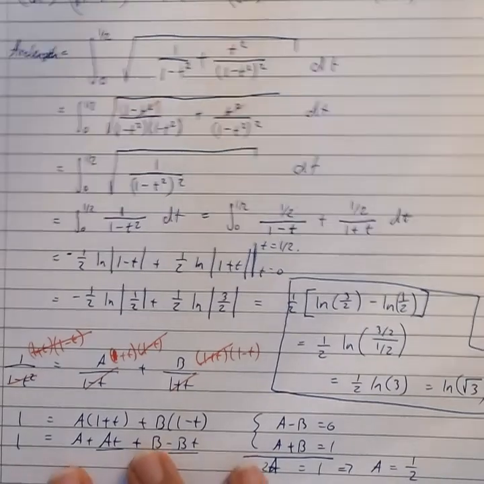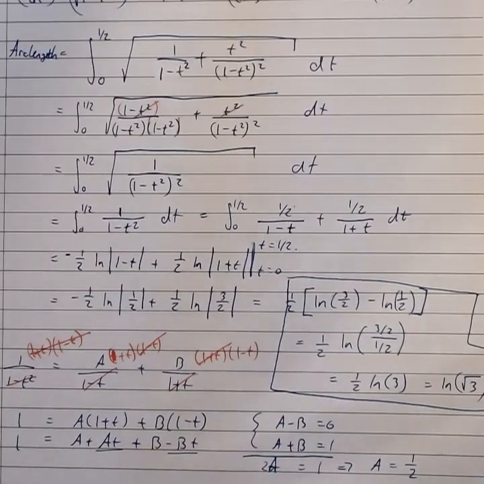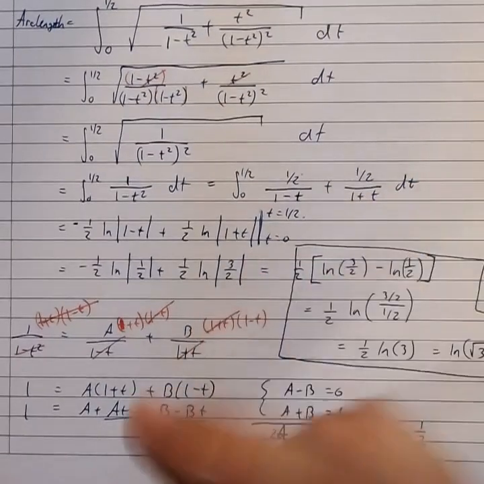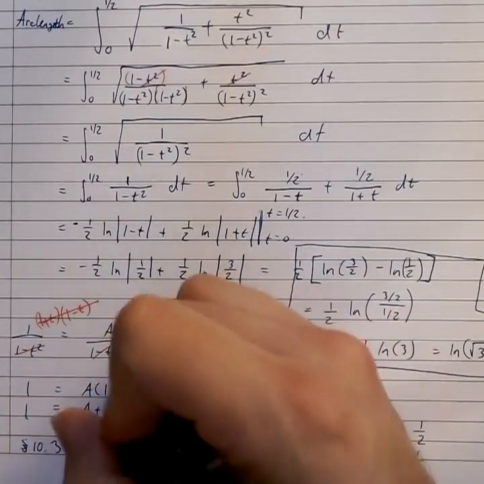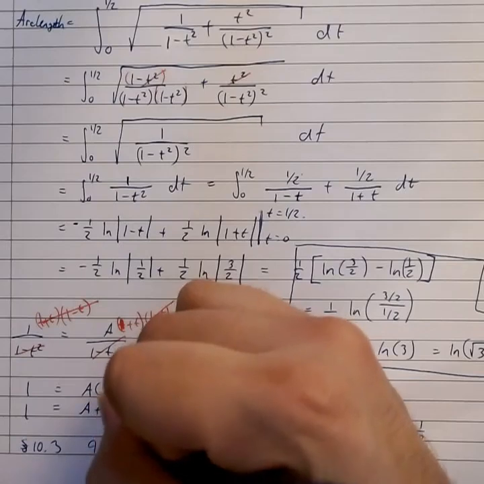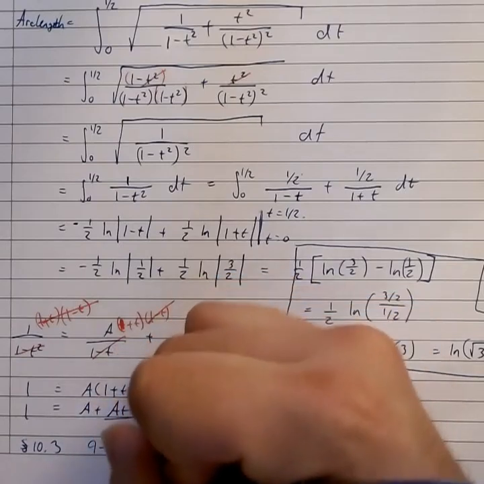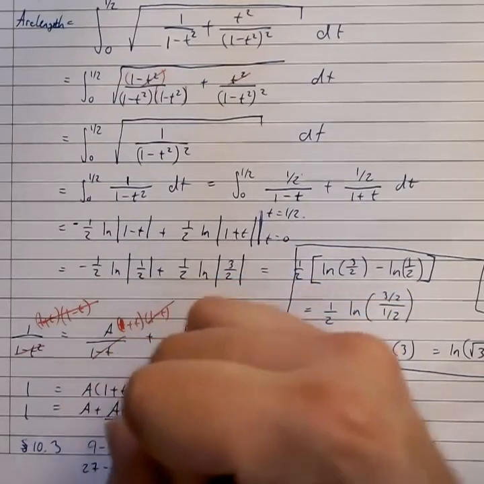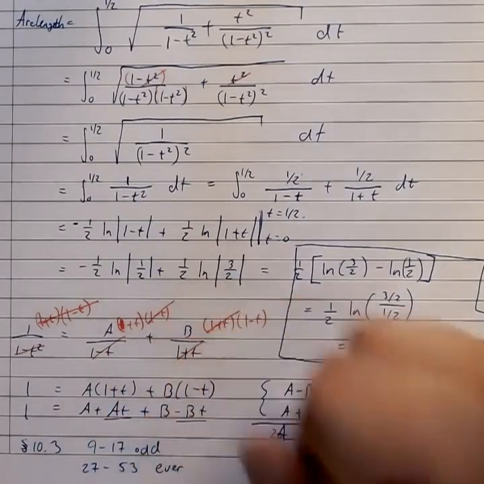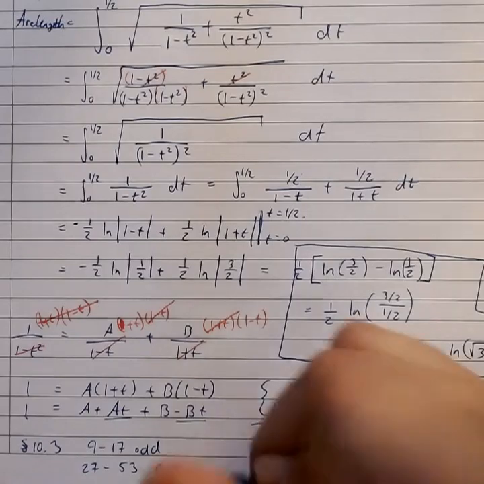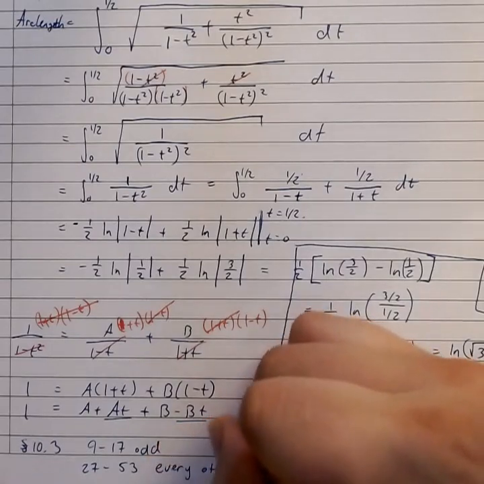As an assignment for this section, let's have you try, let's do this. Section 10.3, do 9 through 17 odd, and then do 27 through 53 every other odd, meaning every fourth problem, every other odd.